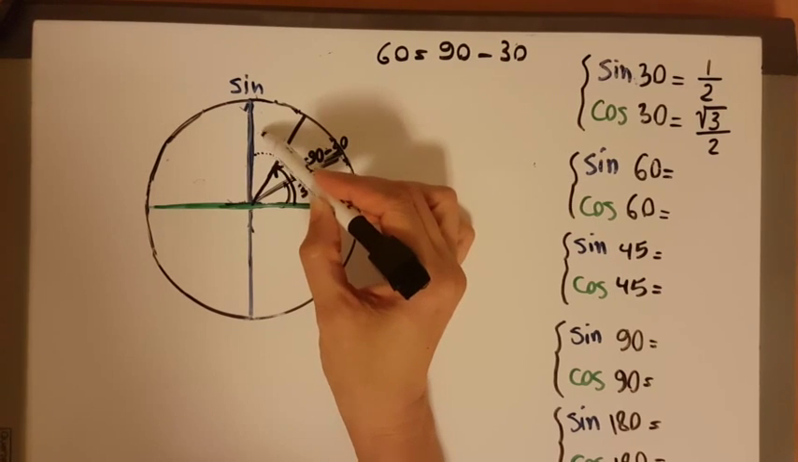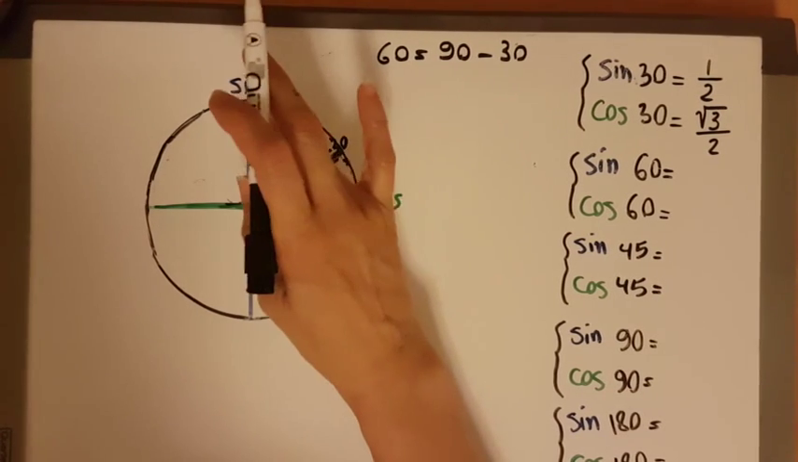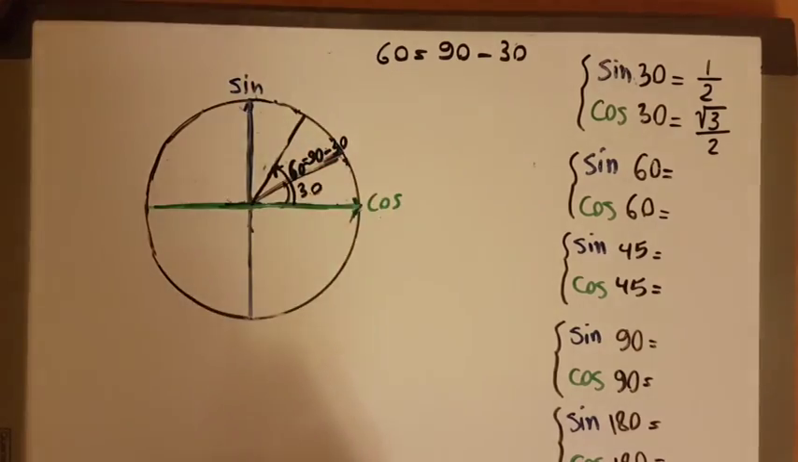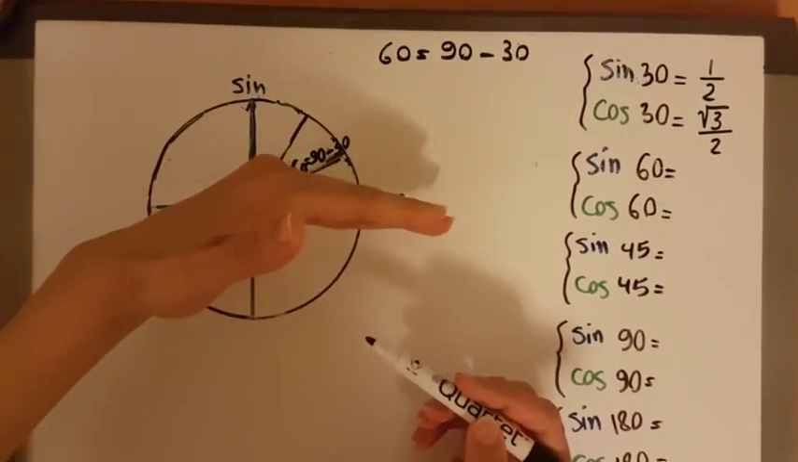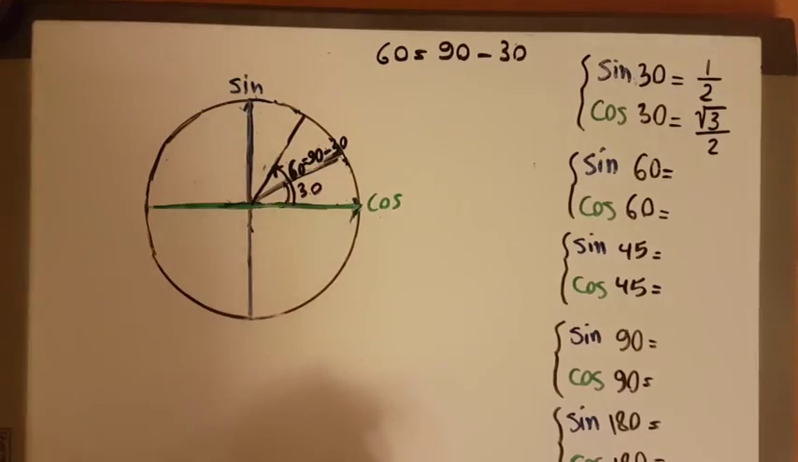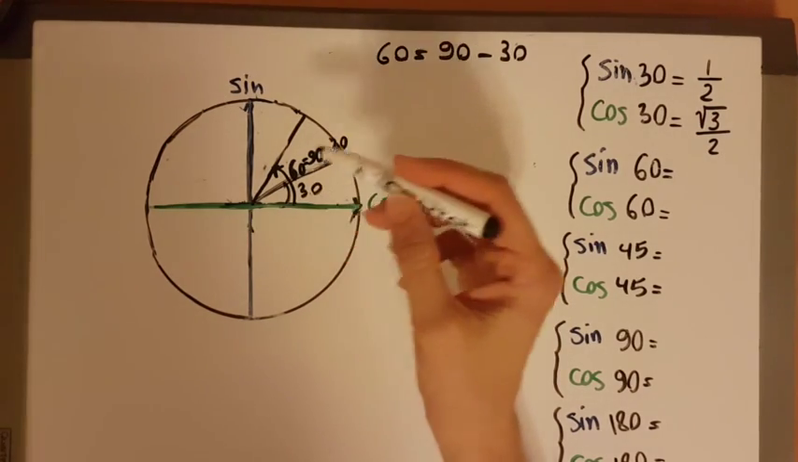You know this is 30, but this is not an actual angle, but this is our actual angle because the angle starts from here in the unit circle. However, we know this is 30. Now let's find the sine and cosine of both these angles, 60 and 30.